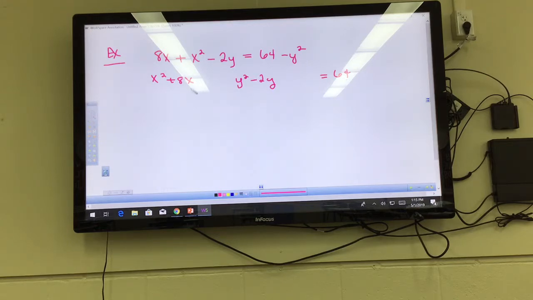So now I'm just going to complete the square. We know how to complete the square. We've been doing it for a while. Half of 8 is 4.